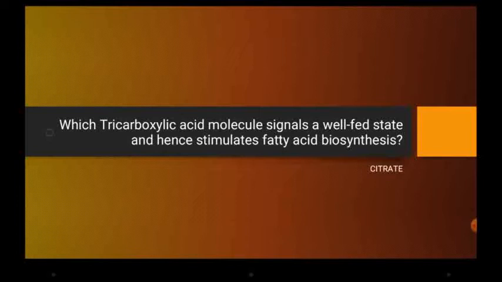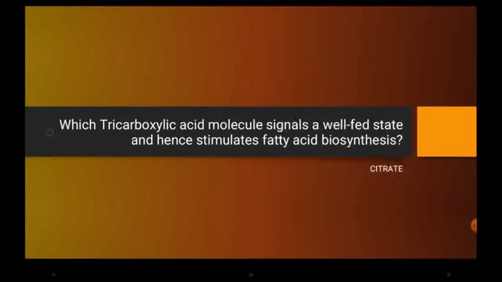The next question. Which tricarboxylic acid molecule signals a well-fed state, hence stimulates fatty acid biosynthesis? The answer is citrate. But how is citrate? Remember that glucose forms pyruvate in the cytosol. Then the oxidation of pyruvate in the mitochondria will produce acetyl coenzyme A. That acetyl coenzyme A is the one which is needed in fatty acid biosynthesis.